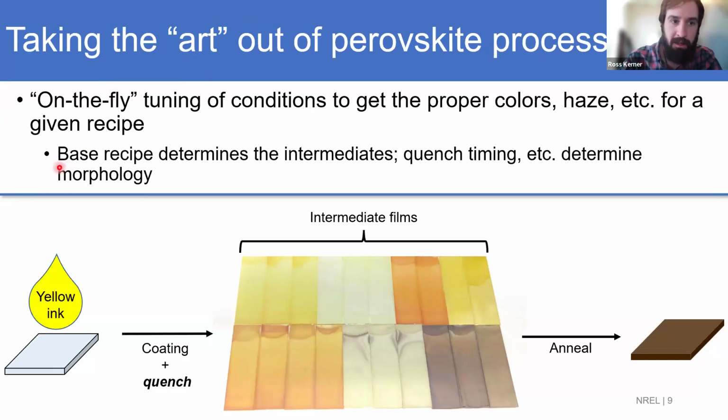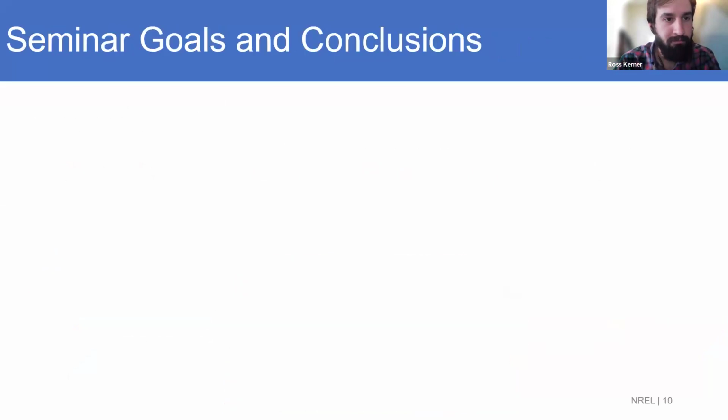I think in my experience, the base recipe is really what determines the intermediates. And the quench timing and things like that are more what determines the morphology. Because I haven't really personally seen huge impacts on the intermediate phases due to, say, drying rate or the substrate that you choose. But that's still a possibility that we could see brand new intermediate phases. Just telling you what my personal experience has been.